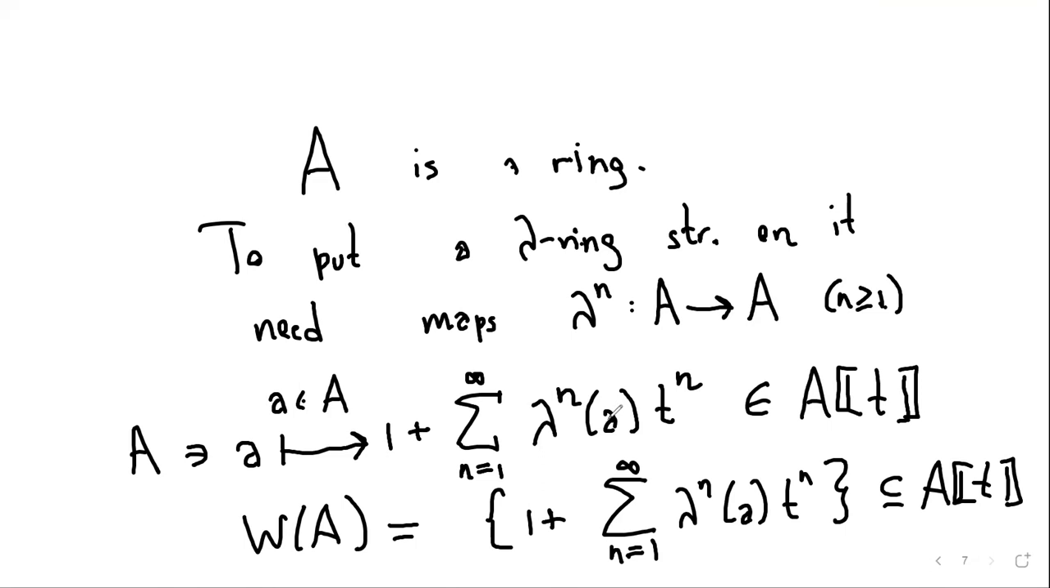But then there's this more annoying thing about the multiplication, where we want this to preserve the multiplication. So we have to figure out what the multiplication is in the big Witt ring. To figure it out, we need to think about what the nth exterior power of a tensor product of two things is, and how to re-express that in terms of other exterior powers and products of other exterior powers.